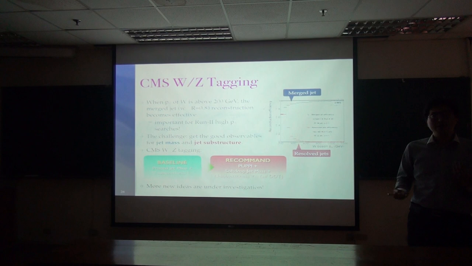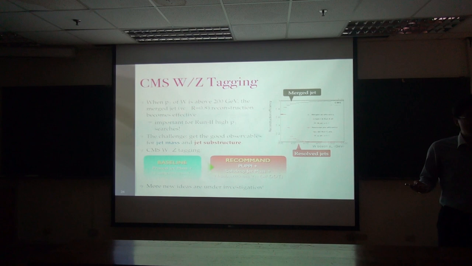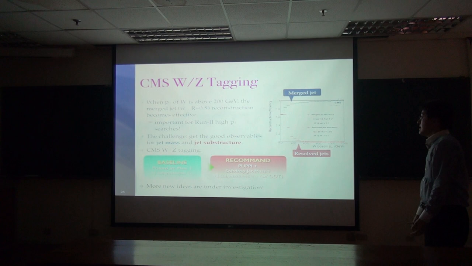In general, when the momentum of the W or Z goes above 200 or even 400 GeV, they become more or less merged. That means these two jets become non-separable. Anyway, they are overlapping with each other. So this is a typical starting point of this kind of algorithm you have to work on.